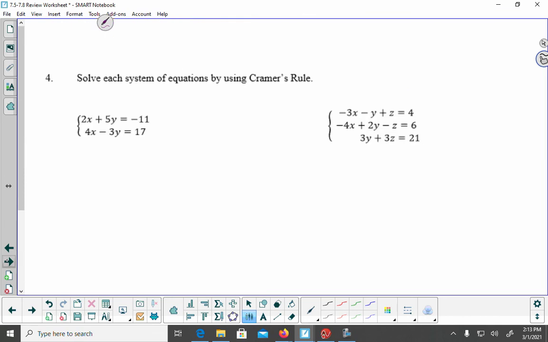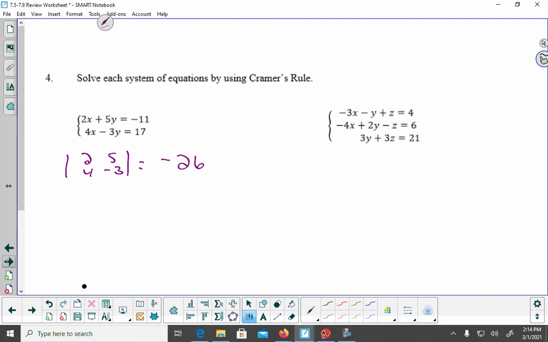Okay, now going on, you can use your calculator. So this one is solved by Cramer's rule. So Cramer's rule says I take the determinant of the coefficients. So you can do this in your calculator. You can do it by hand. And I did these on my calculator, and I got negative 26.